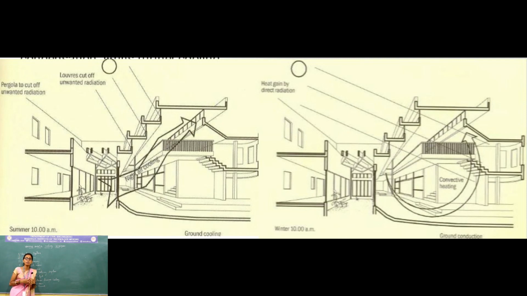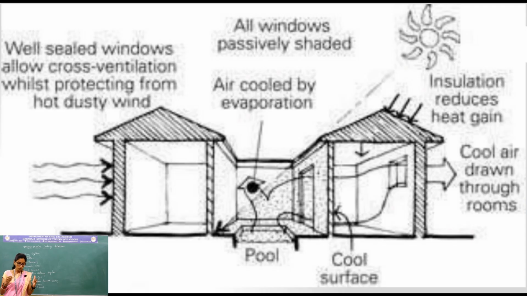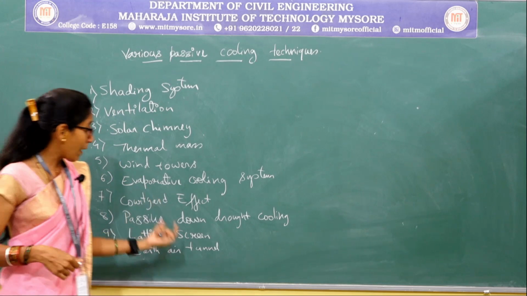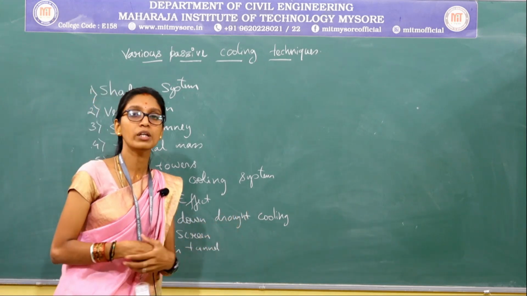In most apartments, most commercial structures and most educational buildings, they use this effect in order to cool a particular building. Even the shape, orientation or landscape of a building helps in getting a courtyard effect, right? So the next one is passive downdraft cooling.